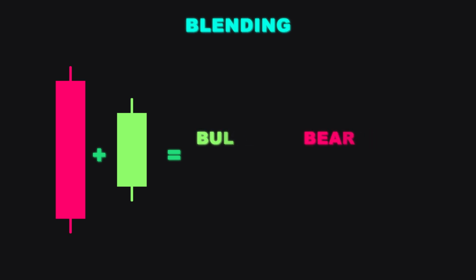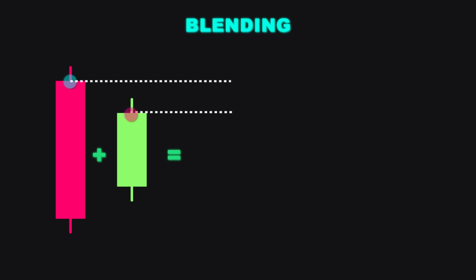Look at the next example. Again, we have 2 candles, and there is confusion about whether it's a bullish or bearish signal. Let's blend these candles and see what interpretation comes out. We took the opening price of the first candle and the closing price of the second candle. Since the closing price is below the opening price, its color will be red.